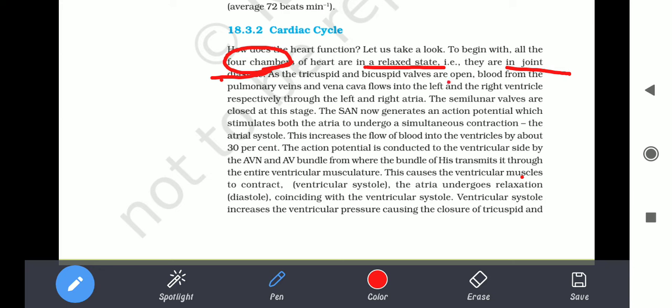First it will go to the left ventricle, then it will go to the right ventricle, through the left and right atria, and the semilunar valves are closed at that stage.